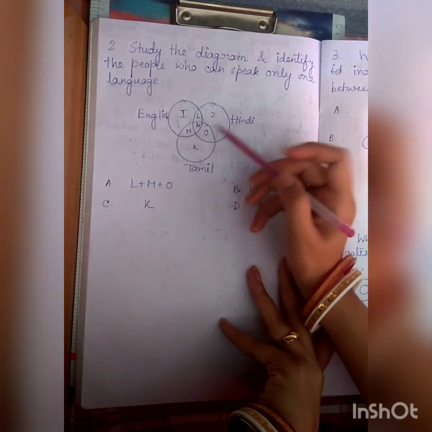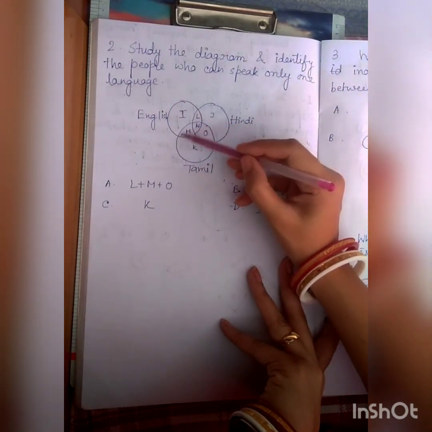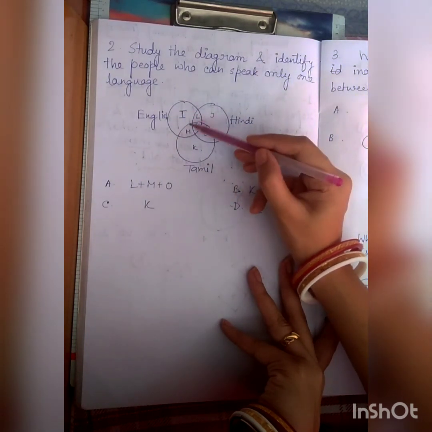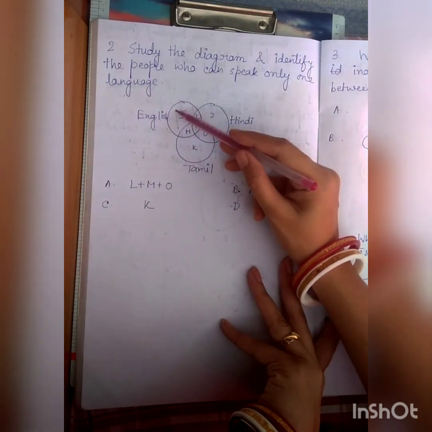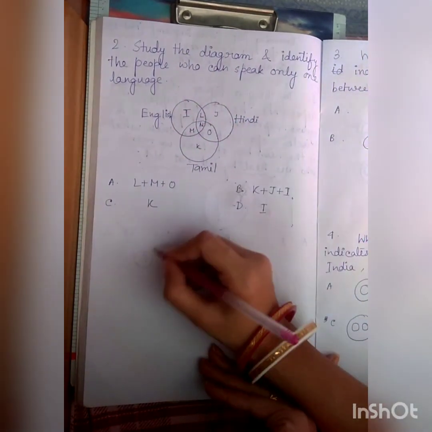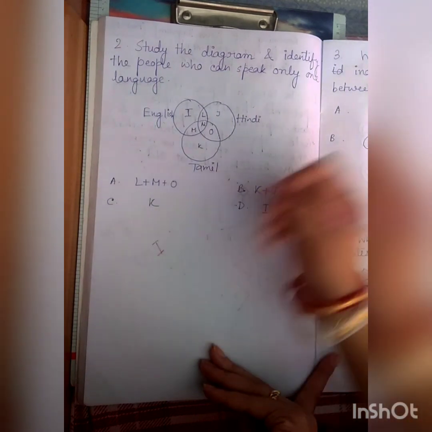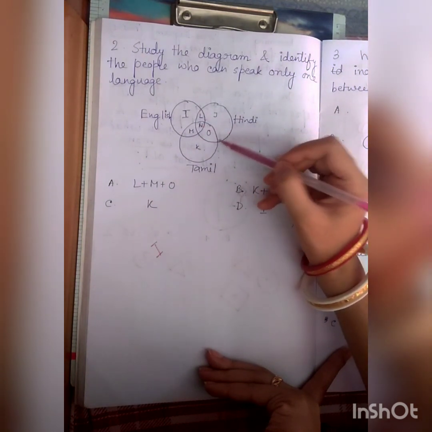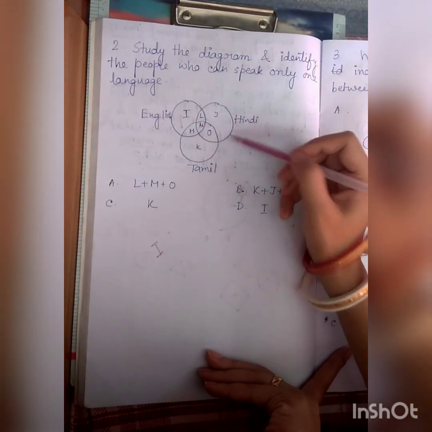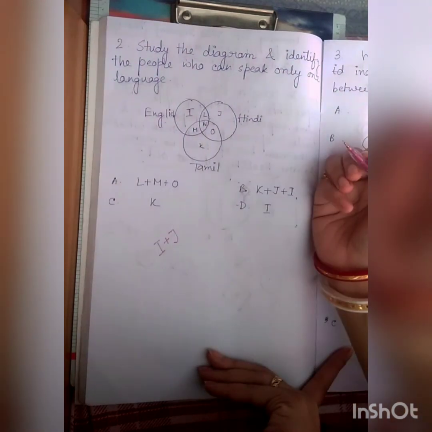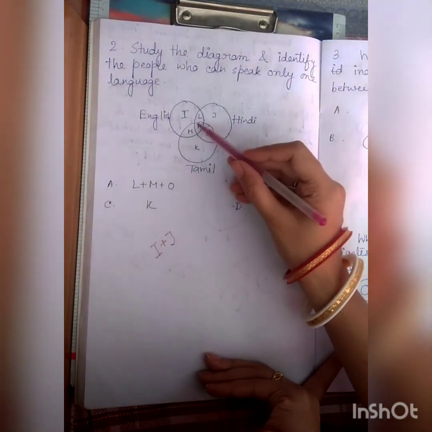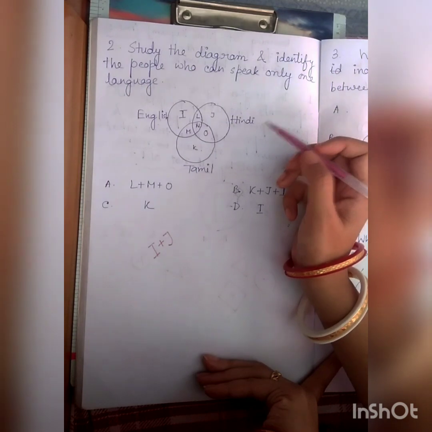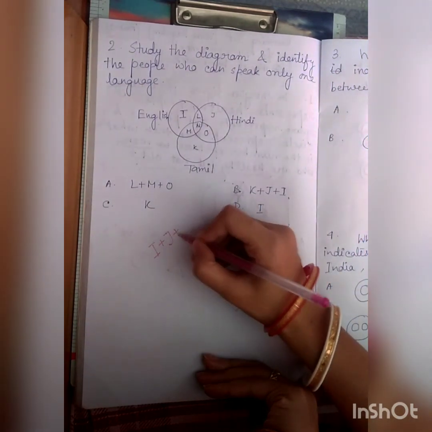Now you can see here, this is the intersecting part. This is also the intersecting part. So this is the only part which is not intersected by anything. So in the language English, we are getting that only English speaking person is I. Here also this is the intersecting part, and this is also the intersecting part in case of Hindi. So only Hindi speaking person is J. And this is the intersecting part, this is also the intersecting part. So K is the only Tamil speaking person.